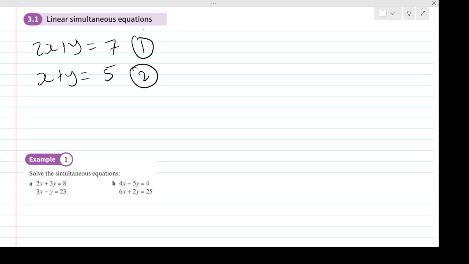The first one is substitution, which is probably the more important method as we go on throughout the course. Substitution is essentially where we rearrange one equation to get it in terms of one variable. So let's say for equation 1, if we rearrange this to get y on its own, y would be 7 take away 2x. Hopefully you can see that, right? So I've got y on its own, but it's the exact same equation, right?